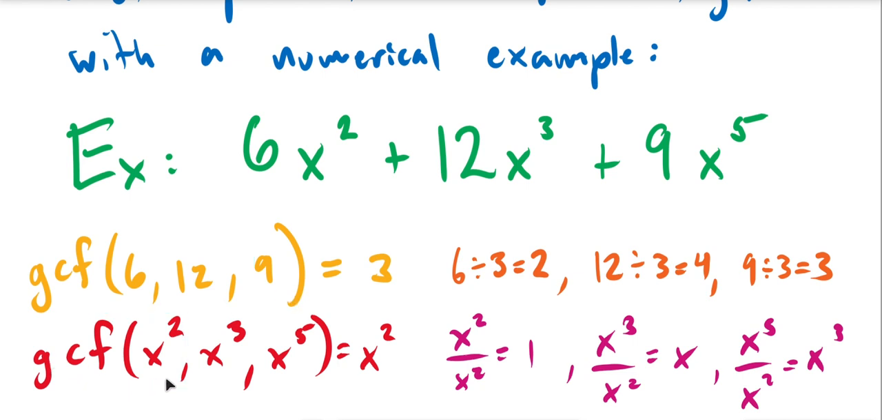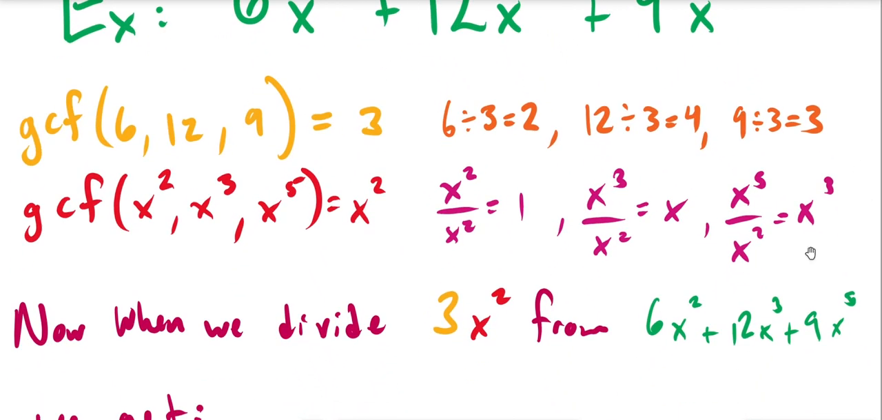And what is the greatest common factor of the variables part? We have an x squared, we have an x cubed, and we have an x to the fifth. Well, just like before, the greatest common factor of these is going to be x squared, the largest one we can divide out without going over. And we saw before how this gives us 1, x, and x to the third. 6 divided by 3 is 2, 12 divided by 3 is 4, 9 divided by 3 is 3.